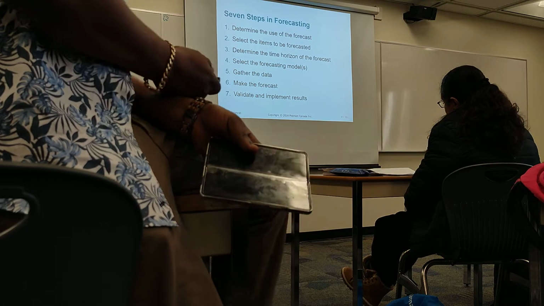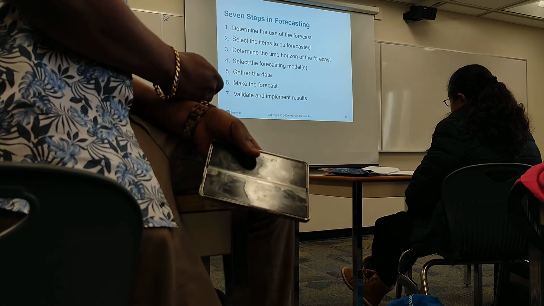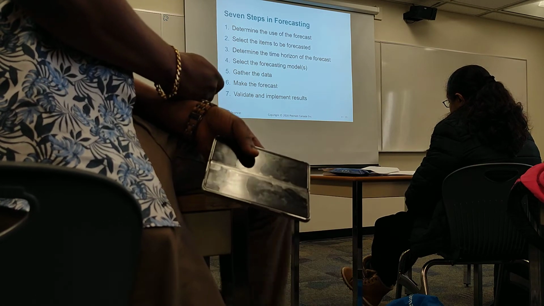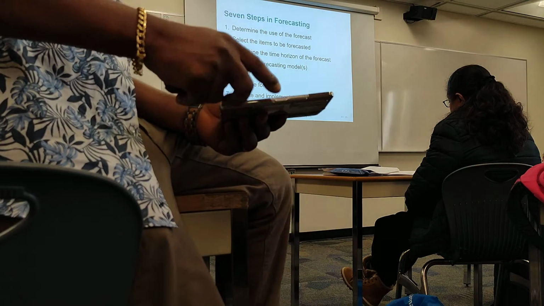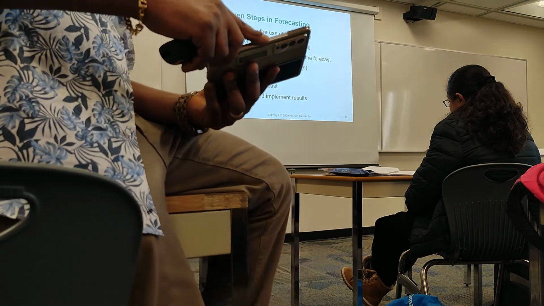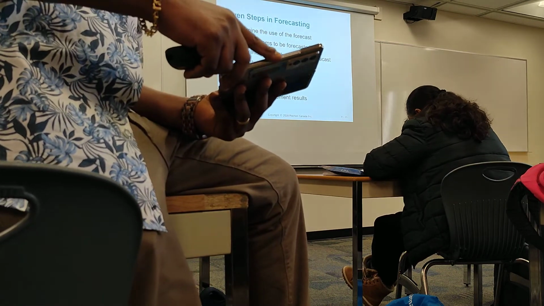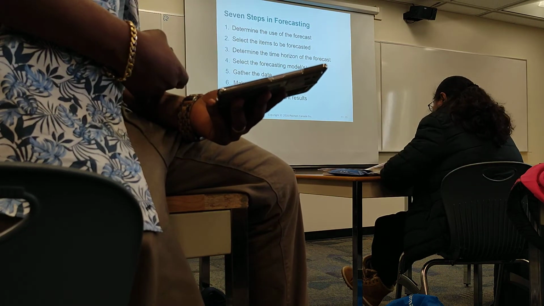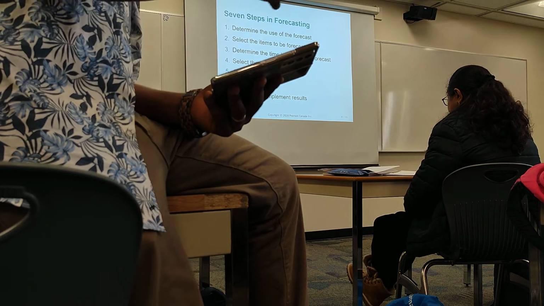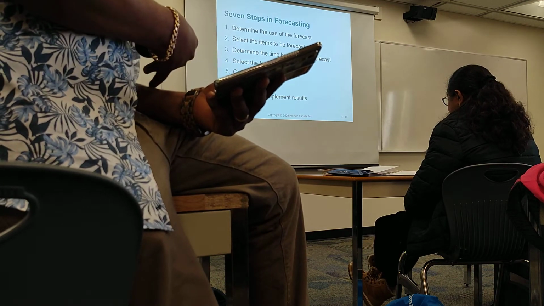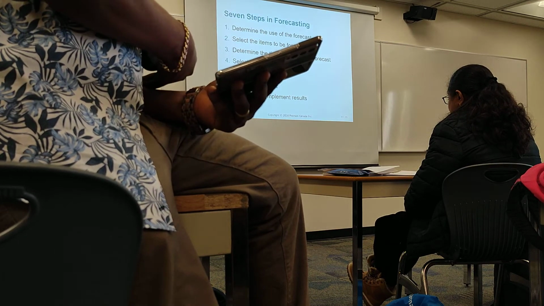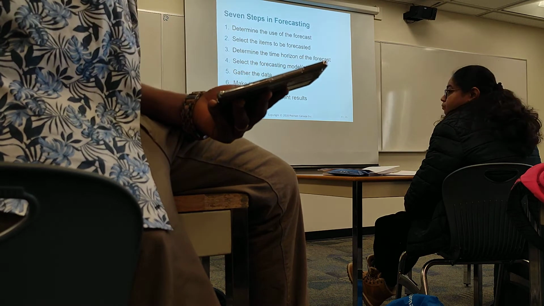Okay, so the various steps. You determine the use of the forecast. You select the item to be forecasted and the time horizon of the forecast. Is it for 3 years? Is it for 3 months or 1 year?